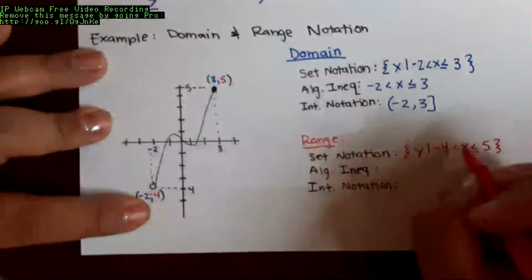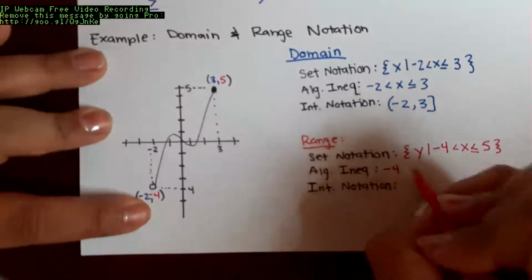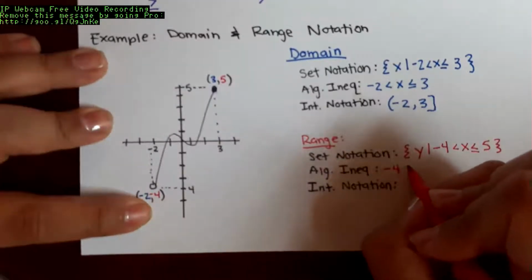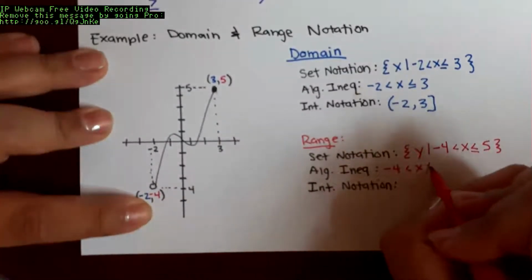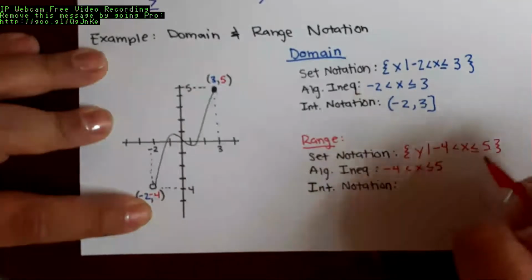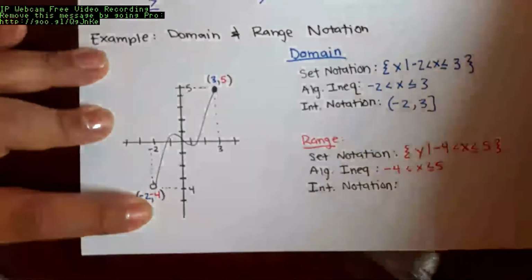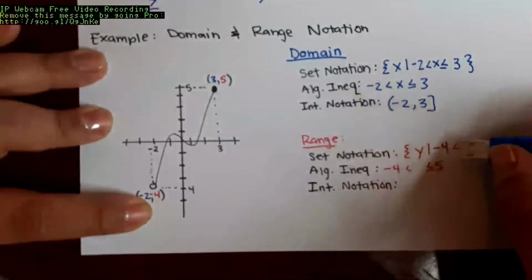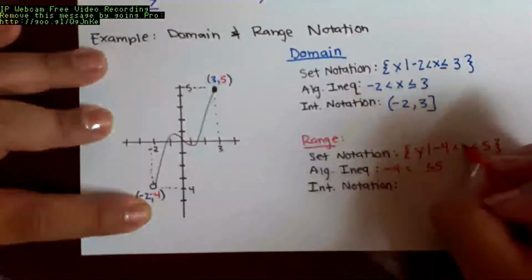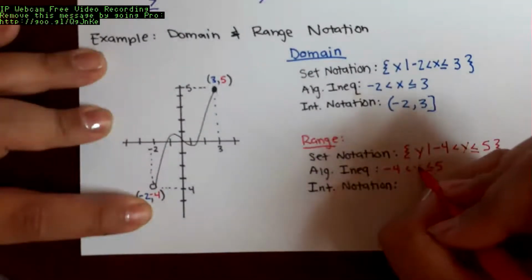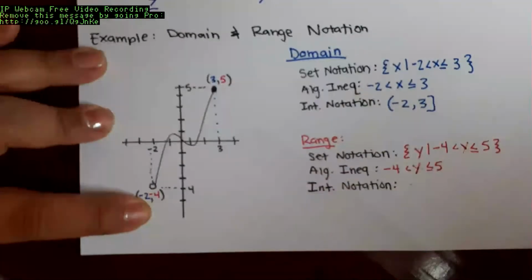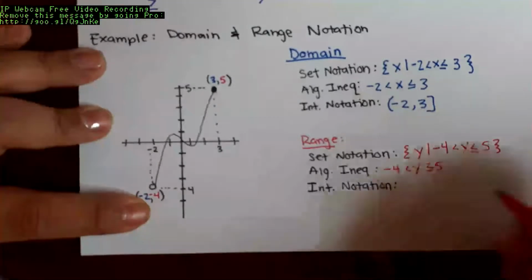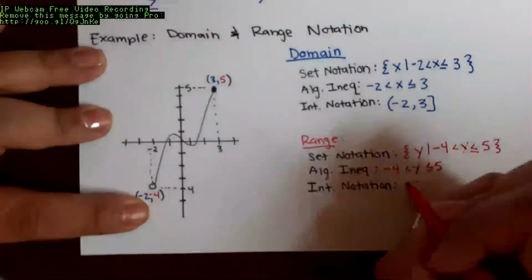For my algebraic notation, I'm going to copy what's inside of my set notation, so -4 less than x, less than or equal to 5. Whoops, my bad. So remember, we're talking about our y's, right? So instead of x, I'm going to put y and y here. So see, that is a mistake that we can make. So we have to be careful with that. Okay, including myself.